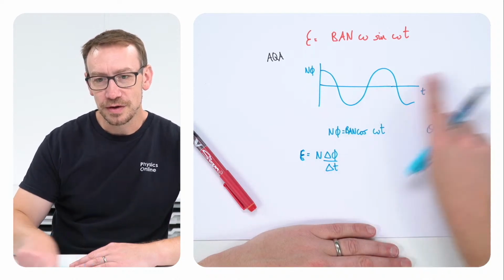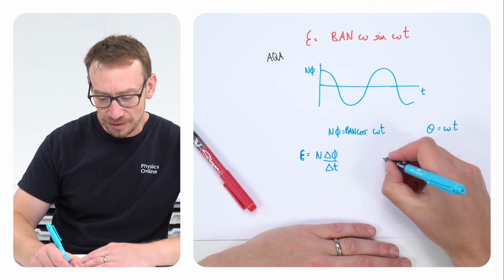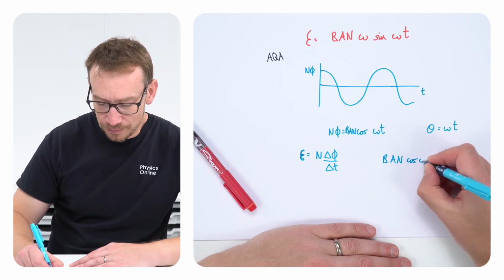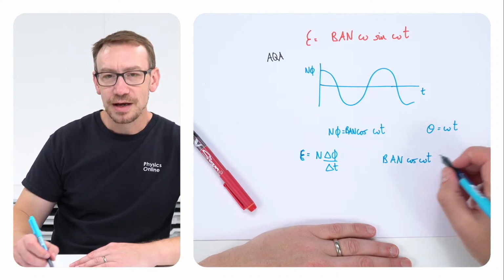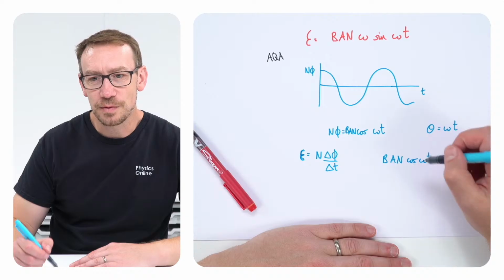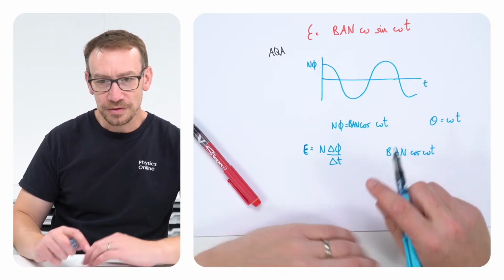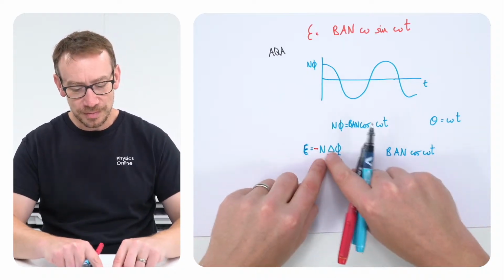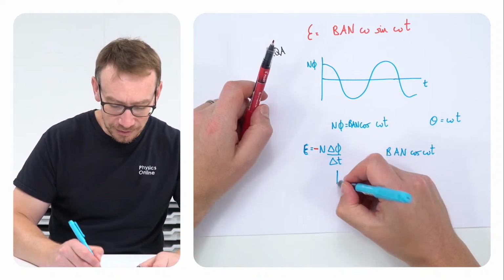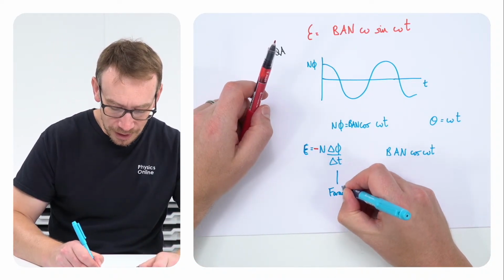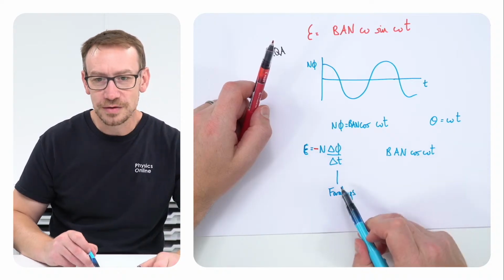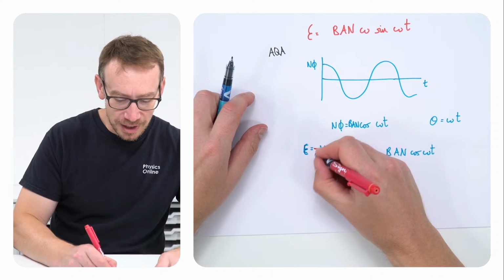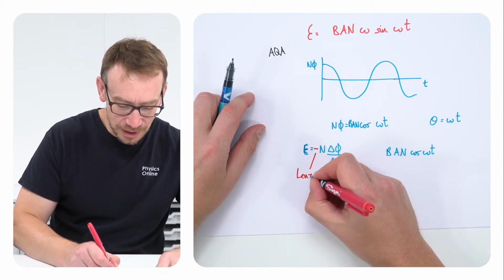Therefore, if we want the rate of change of this, that's going to be BAN cos omega t, and then we differentiate that with respect to time. Of course, there's also going to be a negative symbol in here, because this bit in blue is to do with Faraday's law, the fact that the rate of change of flux linkage is proportional to the EMF. And then the negative sign here is due to Lenz's law.